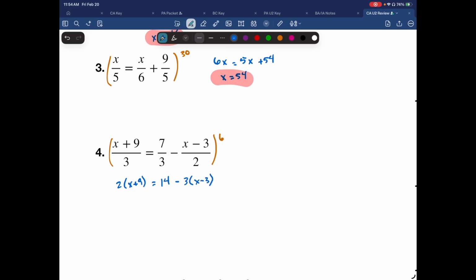All right. So now let's distribute. So I got 2x plus 18 equals 14 minus 3x plus 9. Okay, let's clean up the right side. So we got 2x plus 18 equals negative 3x plus 23. Move the 3x over, so it's going to be 5x plus 18 equals 23. Subtract the 18, you get 5x equals 5, x equals 1.